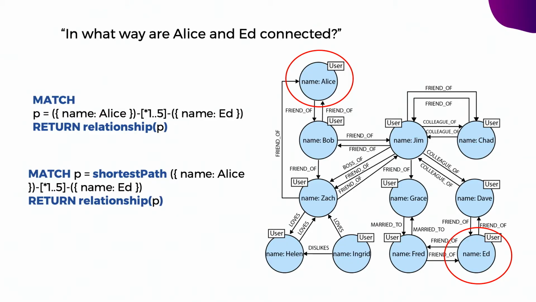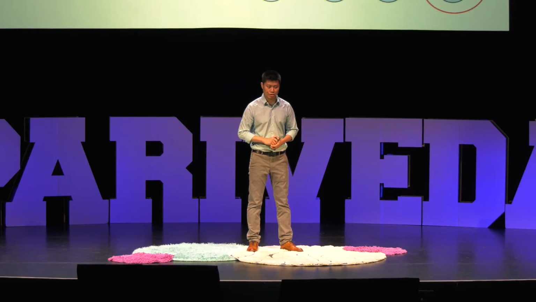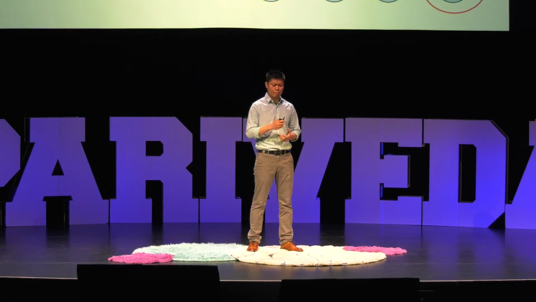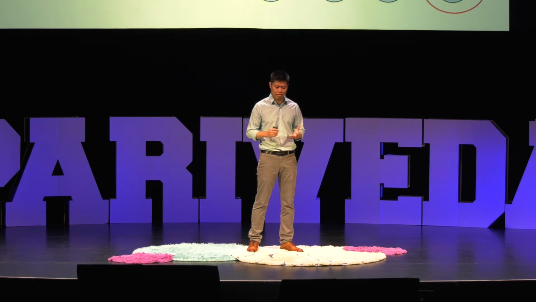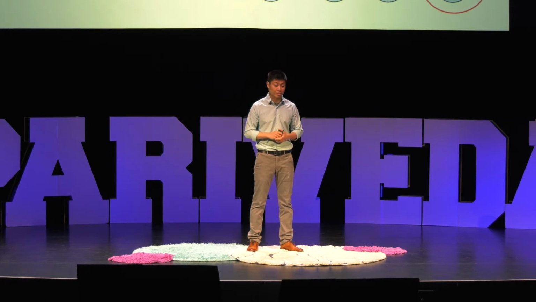Again, back to our complex scenario, we want to find out in what way Alice and Ed are connected. Again, we only know about Alice and Ed. We don't know about the direction, type, or number of hops of the relationship between them. So we basically just locate the starting node and ending node, and then draw the relationship between them. In this case, I limit the number of hops for optimization reasons.